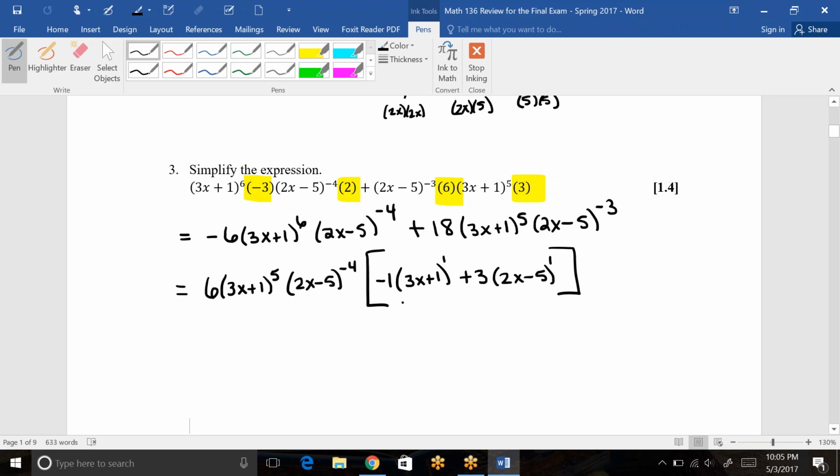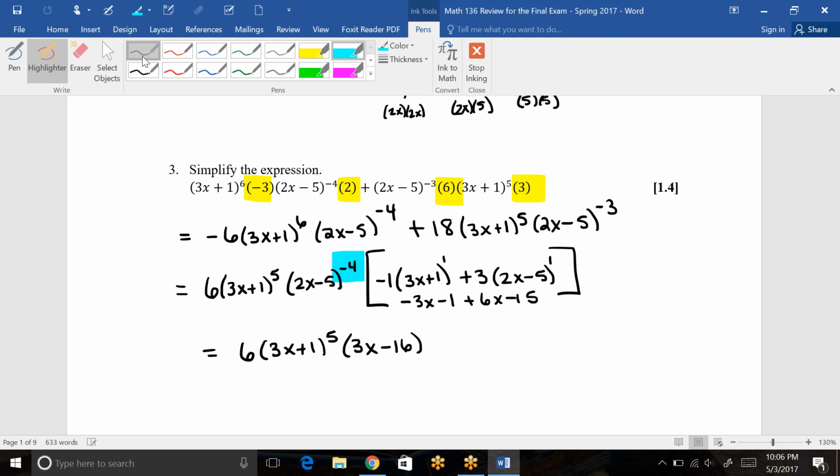So we need to clean up the inside here. This would be negative 3x minus 1 plus 6x minus 15. So I have 6 and then 3x plus 1 to the 5th. I'm going to go ahead and write this part because I know I'm going to have to move this negative exponent down. This would be a 3x and a minus 16. And then because this has the negative exponent, this binomial will go to the bottom. And that is my final answer.